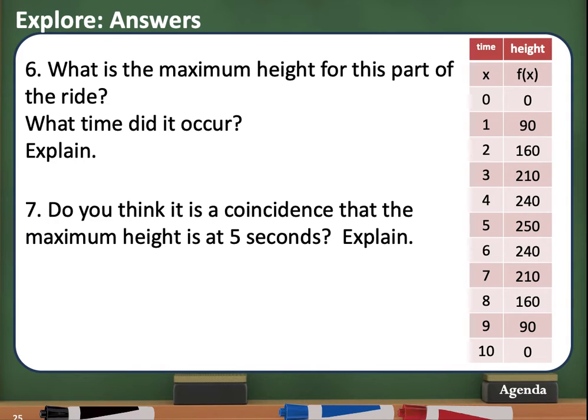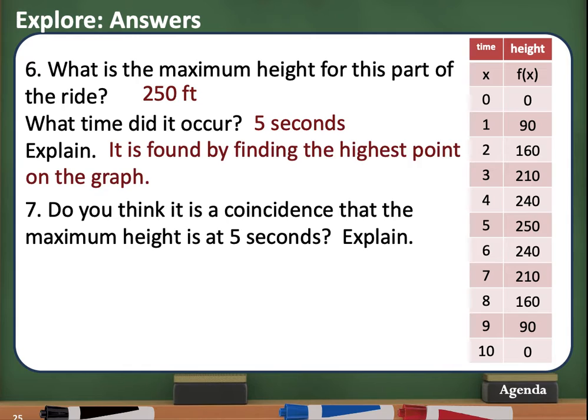What is the maximum height for this part of the ride? Hopefully everyone sees that it is 250 feet. What time did it occur at? 5 seconds. Now, explain. People get kind of confused on that. What do I mean by explain? Well, how did you find it? It's found by finding the highest point on the graph, right? So if you went back and looked at your graph, you would see that the highest point of that roller coaster is at the top of that graph, and that happens at 5 seconds.